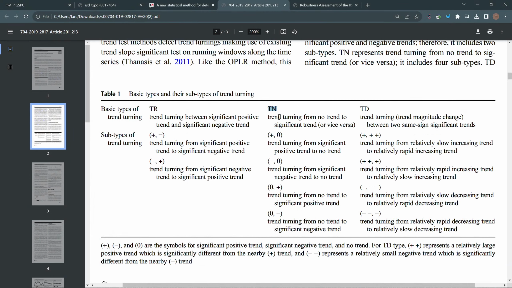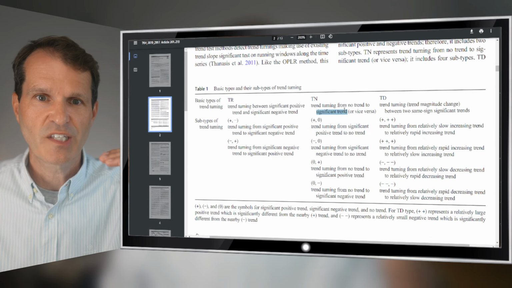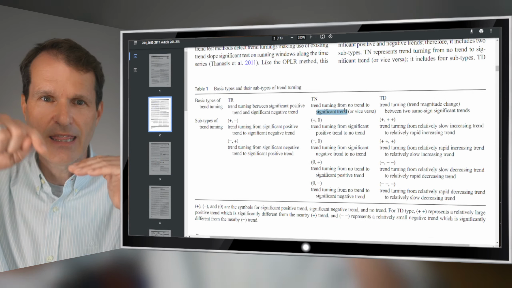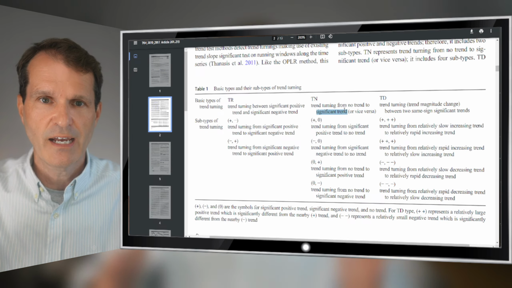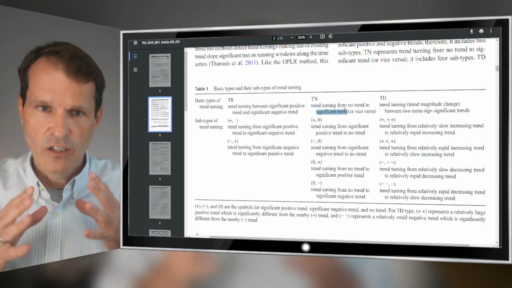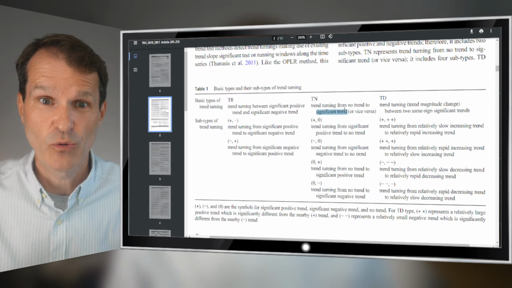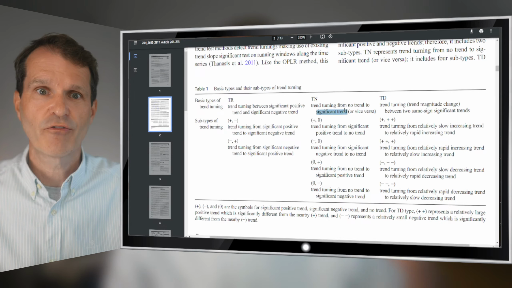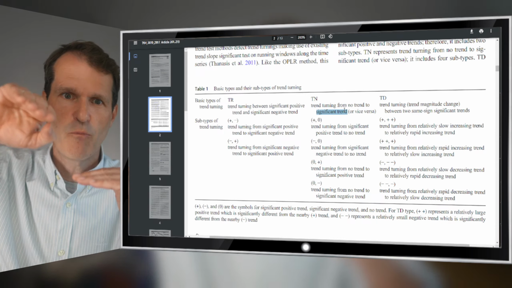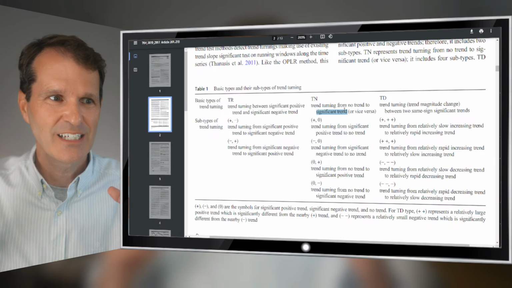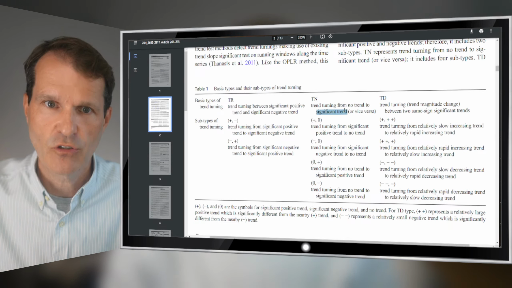There's also a possible turning point if we turn from no trend to a significant trend, which means maybe we have moved sideways and then a trend changes to the upside or to the downside. And that's also a turning point in regards to a trend change. Coming from a flat movement into an upward or downward movement is a change in trend turning.